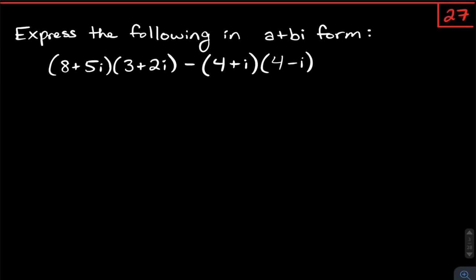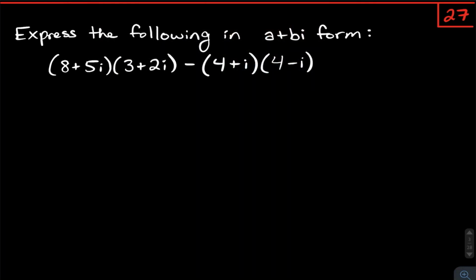let's express the following in a plus bi form, right? This is going to involve a lot of multiplication, because we're going to have to do some, we used to call this foiling. I don't know if you guys still call this foiling, but multiplying two binomials out, and then we're going to have to do it here as well, because we want to get this all expanded, combine like terms to get that into a plus bi form.